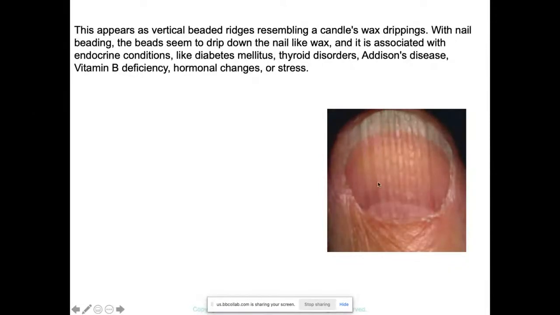We can see the sharp ridging, right? Like these vertical ridges. These are seen with diabetes, some thyroid disorders, B vitamin deficiencies. It looks like nail wax. Wax got dropped on the nails and it's dripping down. Can also be seen with Addison's disease. We'll talk about Addison's when we talk about the endocrine system. It's when there's cortisol imbalance, as well as chronic stress.